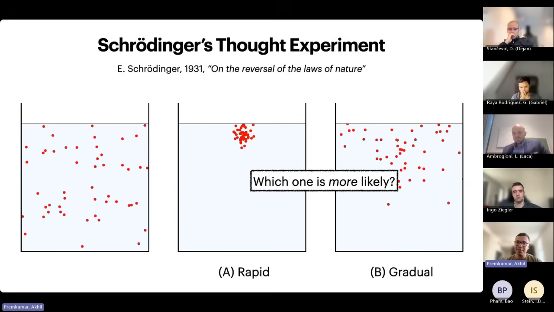And I'm assuming you guys know the answer because you've seen the talk or the one on YouTube. Do you guys remember the answer? The gradual one? Yeah. So the gradual one is the one that's more likely.